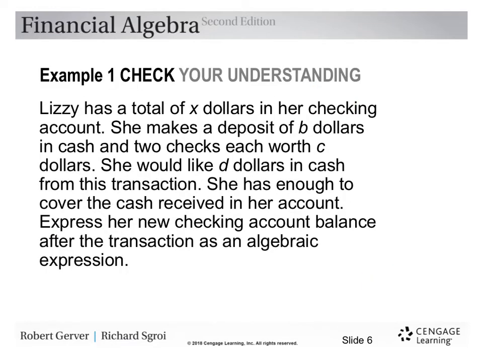All right, so let's look at another example. Lizzy has a total of X dollars in her checking account. She makes a deposit of B dollars in cash and 2 checks each worth C dollars. She would like D dollars in cash from this transaction. She has enough to cover the cash received in her account. Express her new checking account balance after the transaction as an algebraic expression.